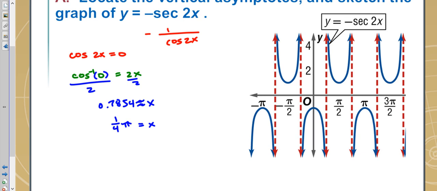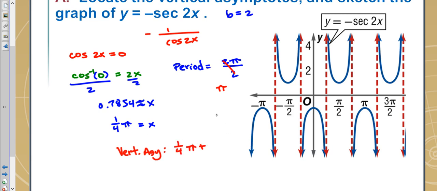So how do I find the other ones? I look at the period. My period, I use the b value. So here my b is 2. It's the number in front of x after the trig function. So my period equals 2 pi divided by b, which is 2 pi divided by 2. 2's cancel. You're left with pi. So that means the vertical asymptotes would occur starting at 1/4 pi plus pi z. So any integer added to it, whether it be positive or negative numbers, that's how you would find this.